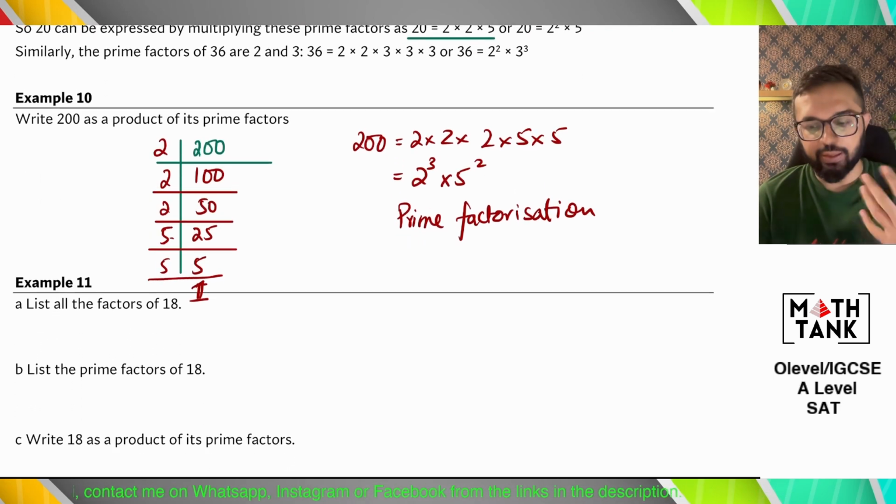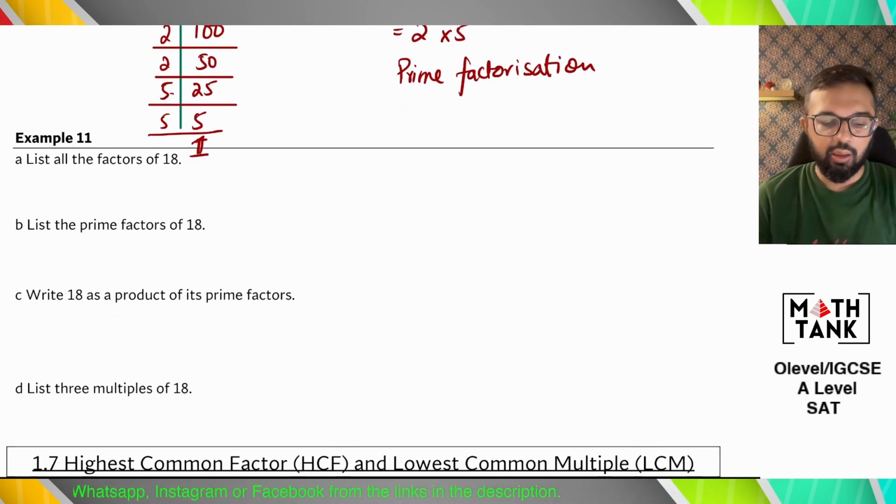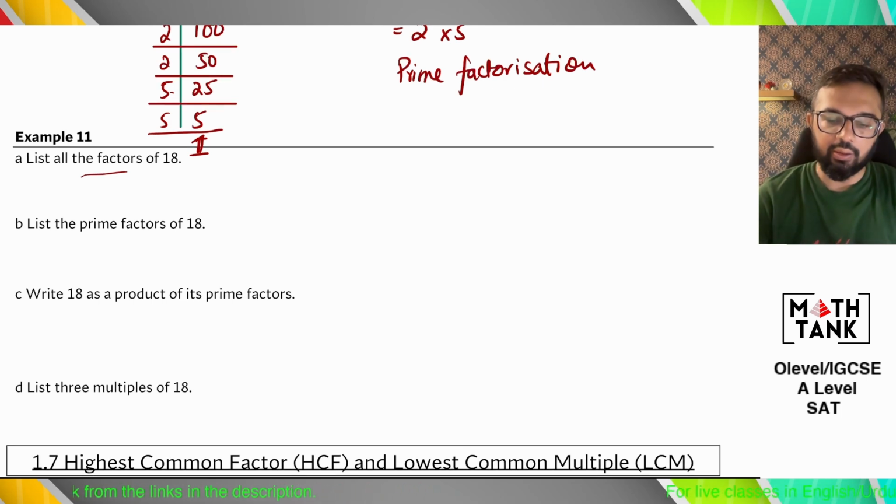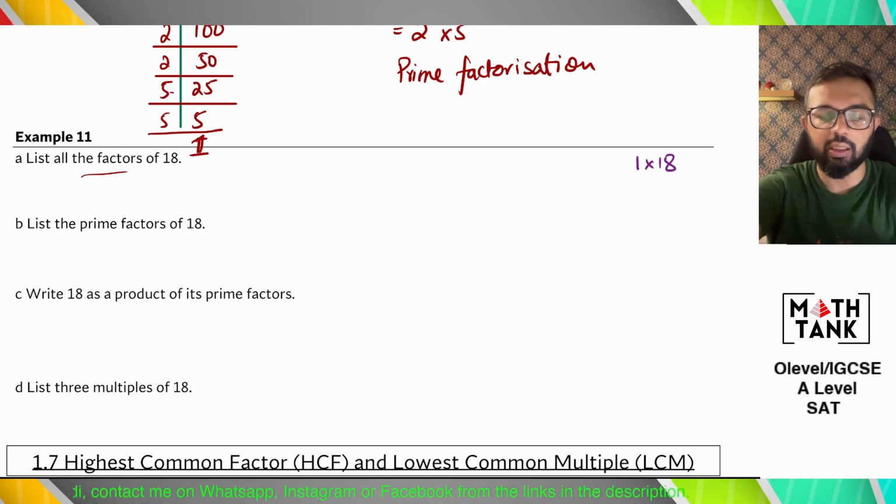You have to remember this. I'm going to build up on this in a bit. The next one says, list all the factors of 18. So what are the factors of 18 that I can think of? Now I could start making a list directly, but I find it easier to list down factors like this. So 1 into 18 is 18. I've listed down two factors of 18, that is 1 and 18 itself.